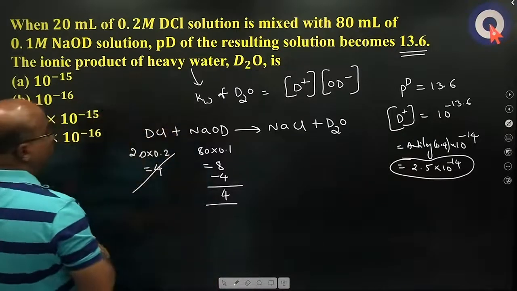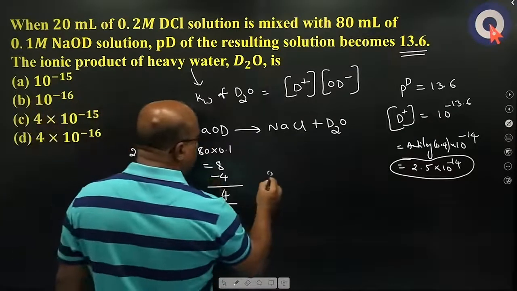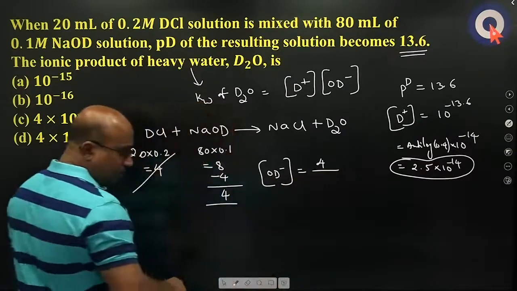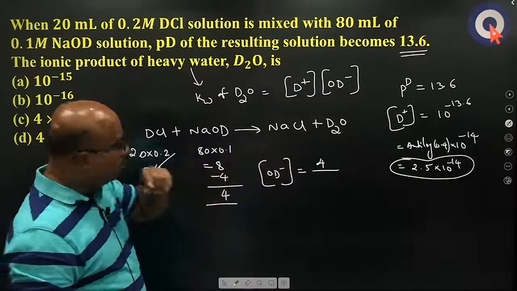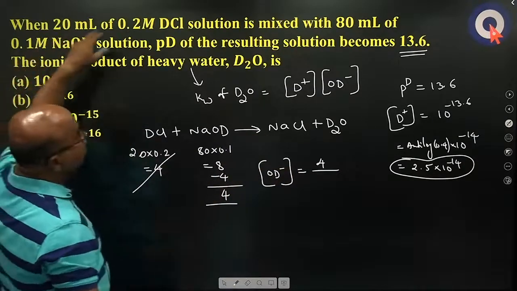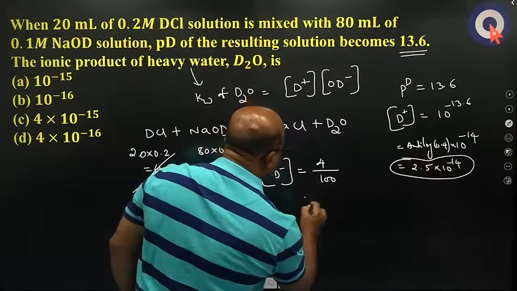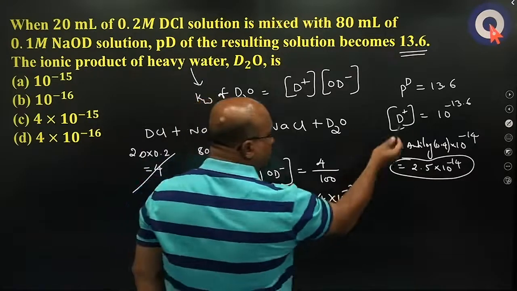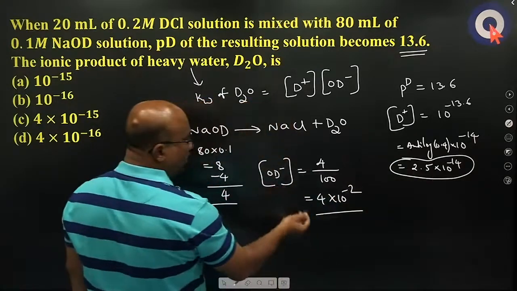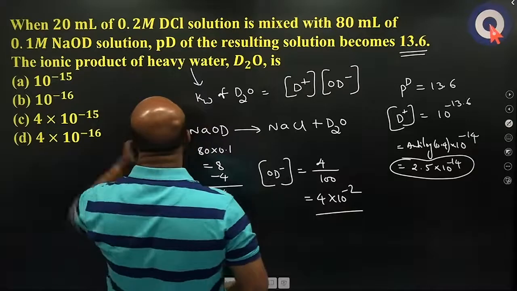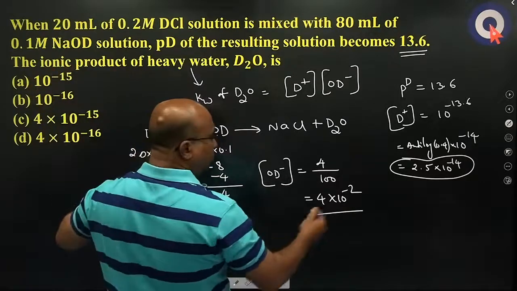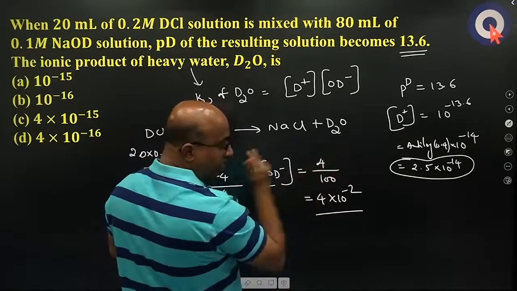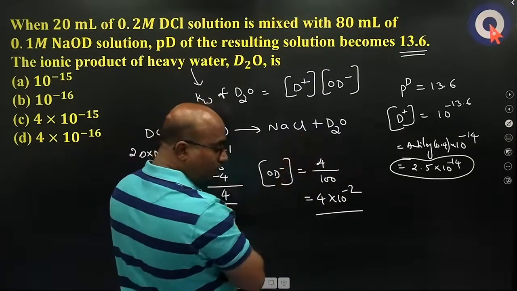So how much is the OD minus concentration? OD minus concentration is nothing but the number of excess millimoles divided by the total volume. 20 plus 80, that is 100. So that is 4 into 10 to the power of minus 2. We said the D plus concentration is this and the OD minus concentration is this. We are using the approximation that log 8.4 lies between 2 and 3, taking it as exactly half.